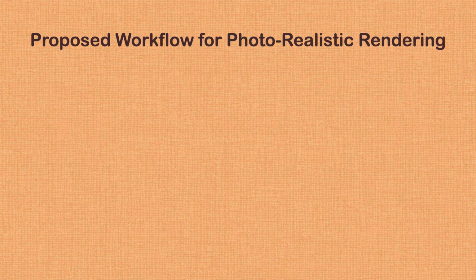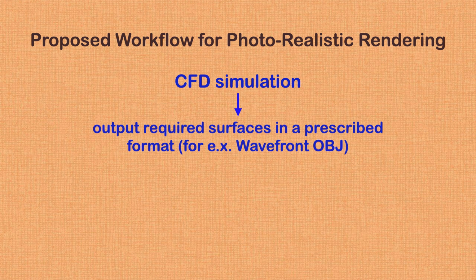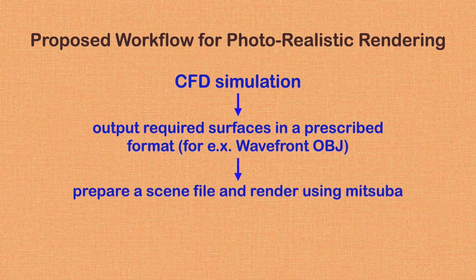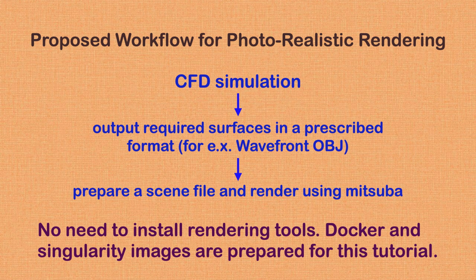The workflow we will follow in this tutorial includes the following steps. First, a CFD simulation is carried out, from which we get surface files in a certain format, for example OBJ. Using these files along with other settings like camera position and lighting, we can prepare a scene. Once a scene is set, we can render that using applications like Mitsuba. Note that there is no need for you to install rendering software. I have prepared Docker and Singularity images for you to use while going through this tutorial or in your work.